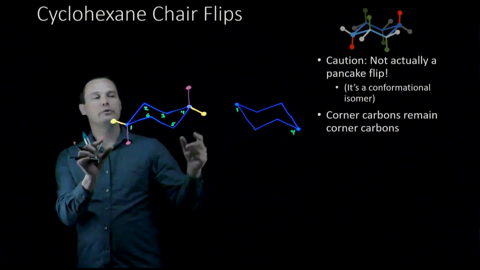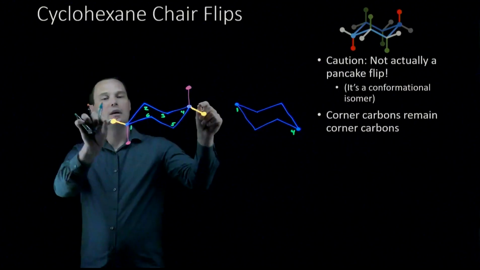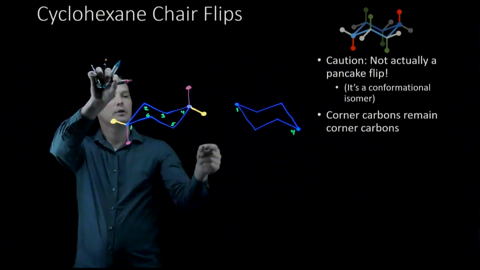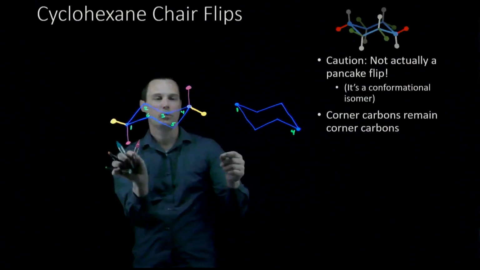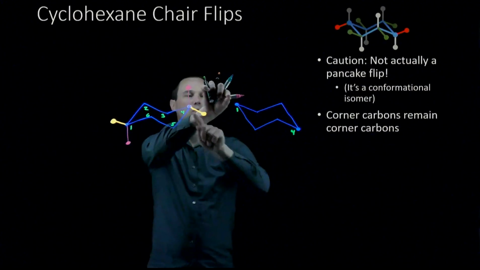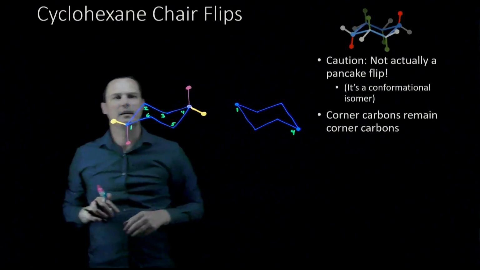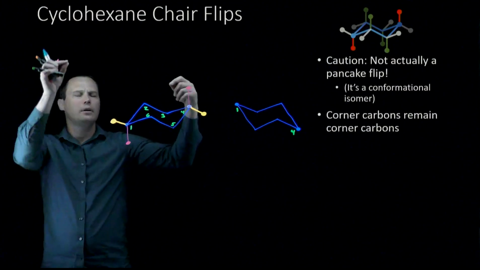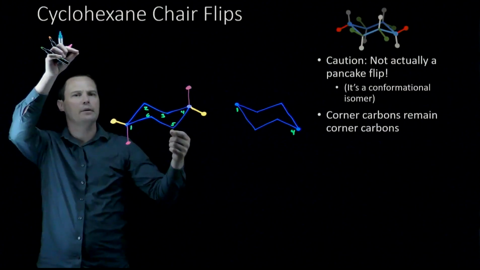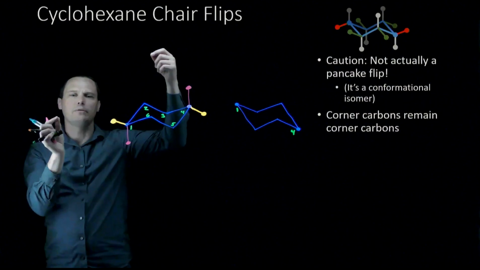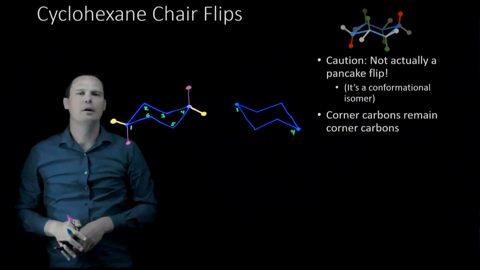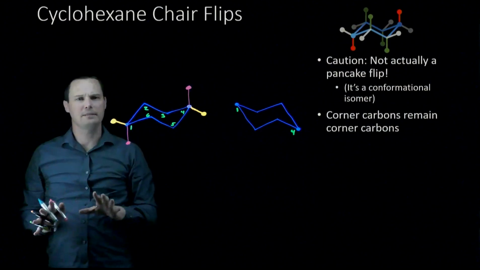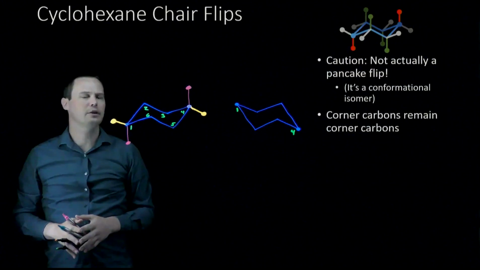What we do when we do chair flips is we take carbon 1 and rotate it up, and carbon 4 and rotate it down. Take carbon 1 and rotate it up, carbon 4 and rotate it down. We can see that in the animation up here. Here we've got carbon 1 rotating up, and carbon 4 rotating down, back and forth. That's what's happening with the cyclohexane chair flip.